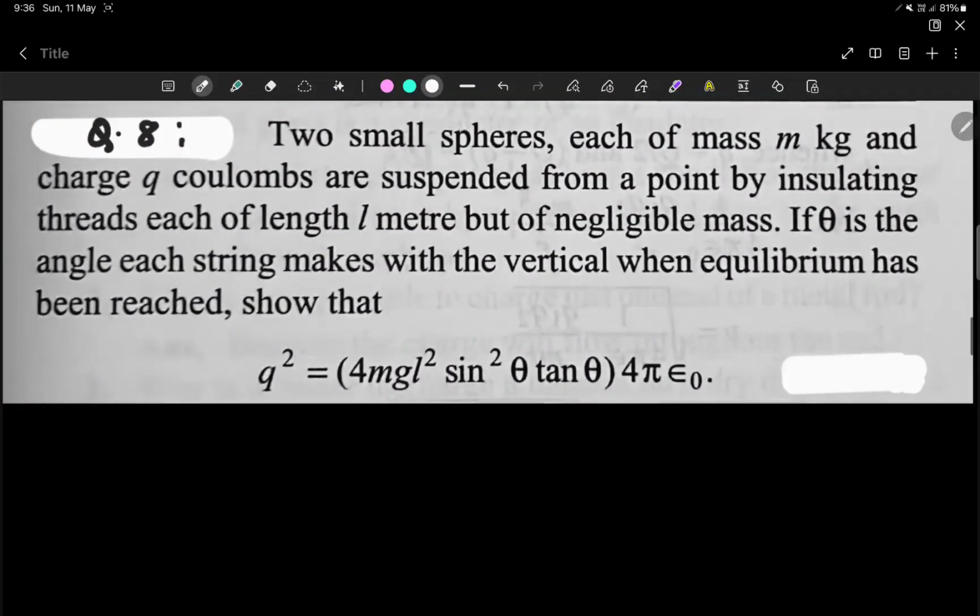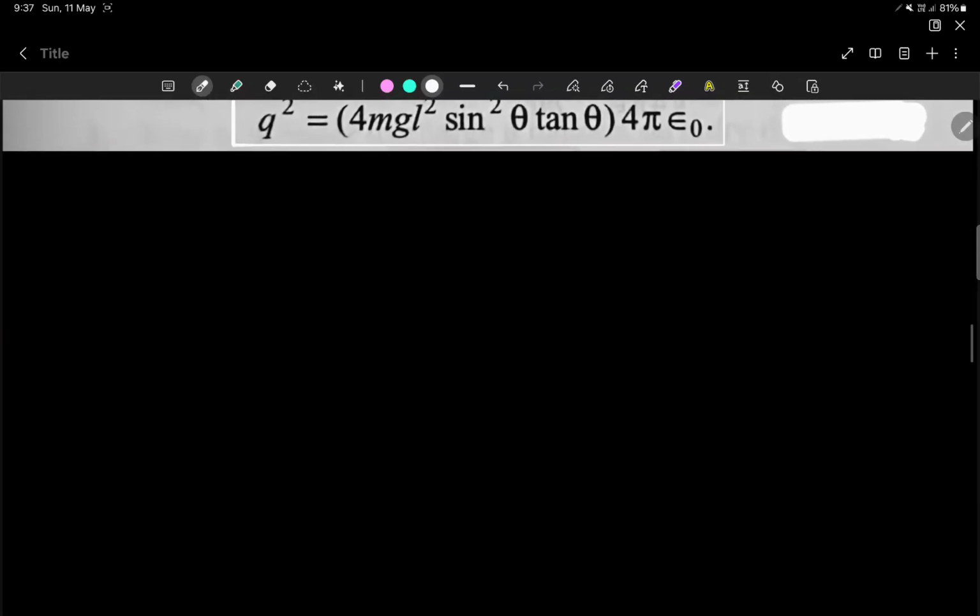Two small spheres each of mass m kg and charge q coulombs are suspended from a point by insulating threads each of length L meter but of negligible mass. If theta is the angle each string makes with the vertical when equilibrium has been reached, then show that q square is this much. We have to prove this. As per the given data, q square value is this much. So first draw the diagram as per the question.